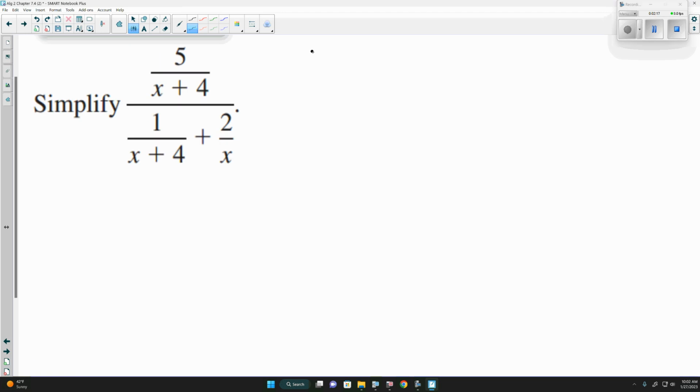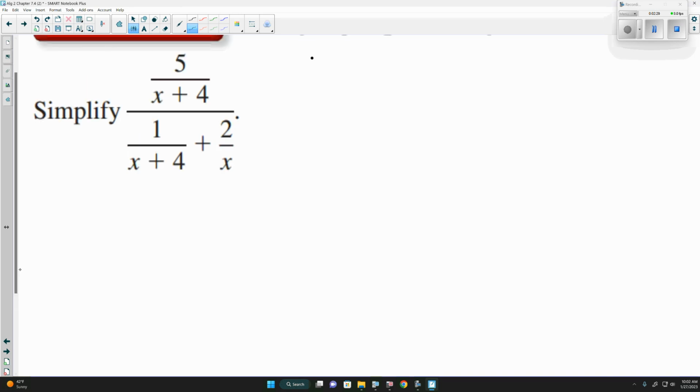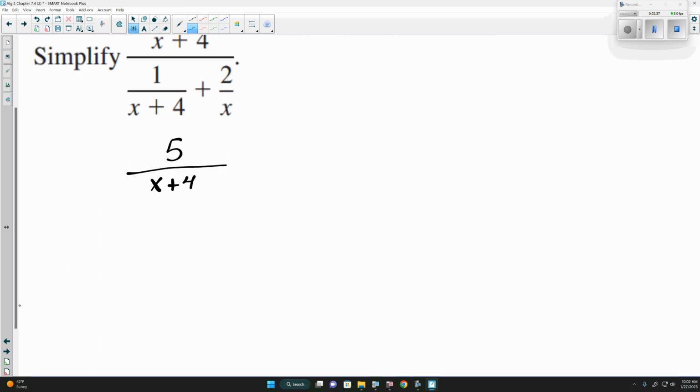The first method, what we do is add or subtract the fractions in the numerator and denominator. We simplify them first and then divide. For this problem here, the numerator is already as simplified as it gets: 5 over x plus 4. If you want to, you can just watch this and then write down method 2, because I have a feeling that's going to be the method you're going to use anyways.